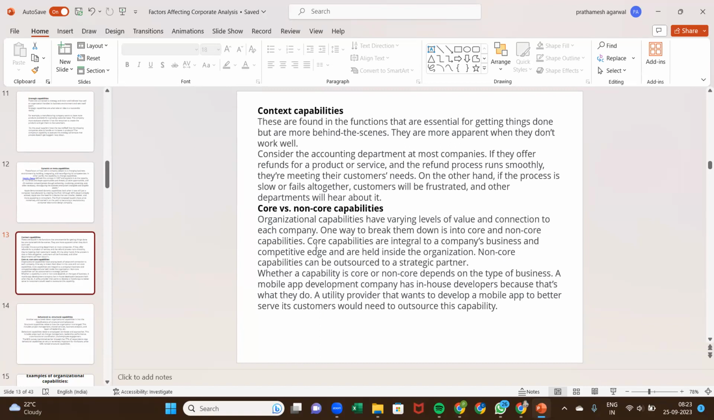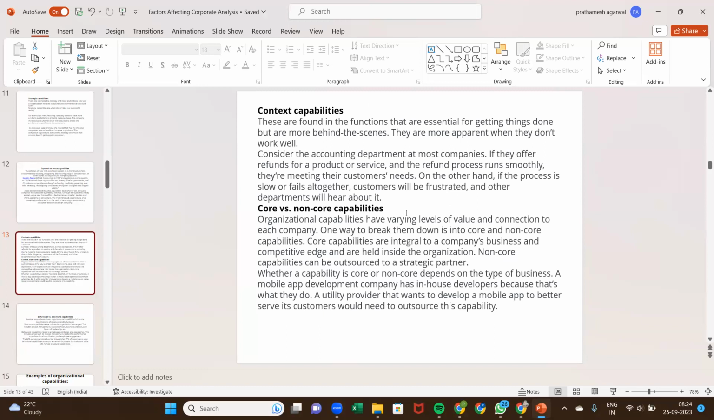On the other hand, if the process is slow or fails altogether, customers will be frustrated and other departments will hear about it, mainly the customer service department. So when you call them, customer service will not tell you, oh, our department is very slow. They will give you a very sweet answer: no, ma'am, it is under process and you will receive it between 4 to 5 working days.